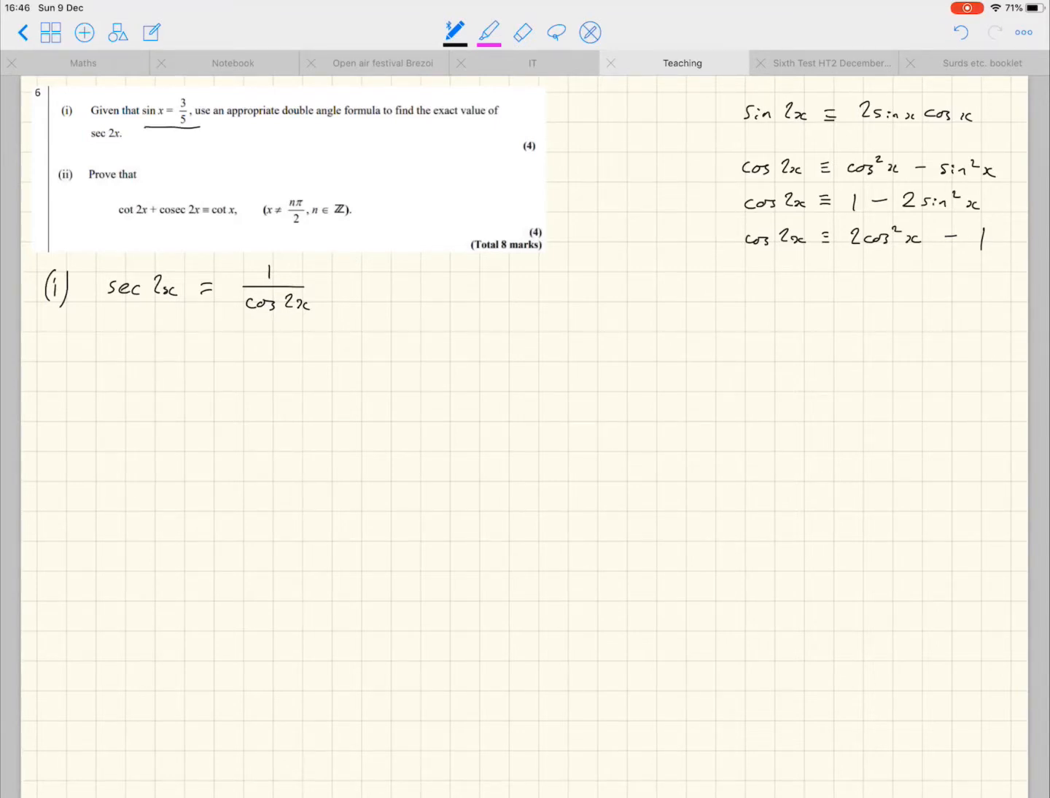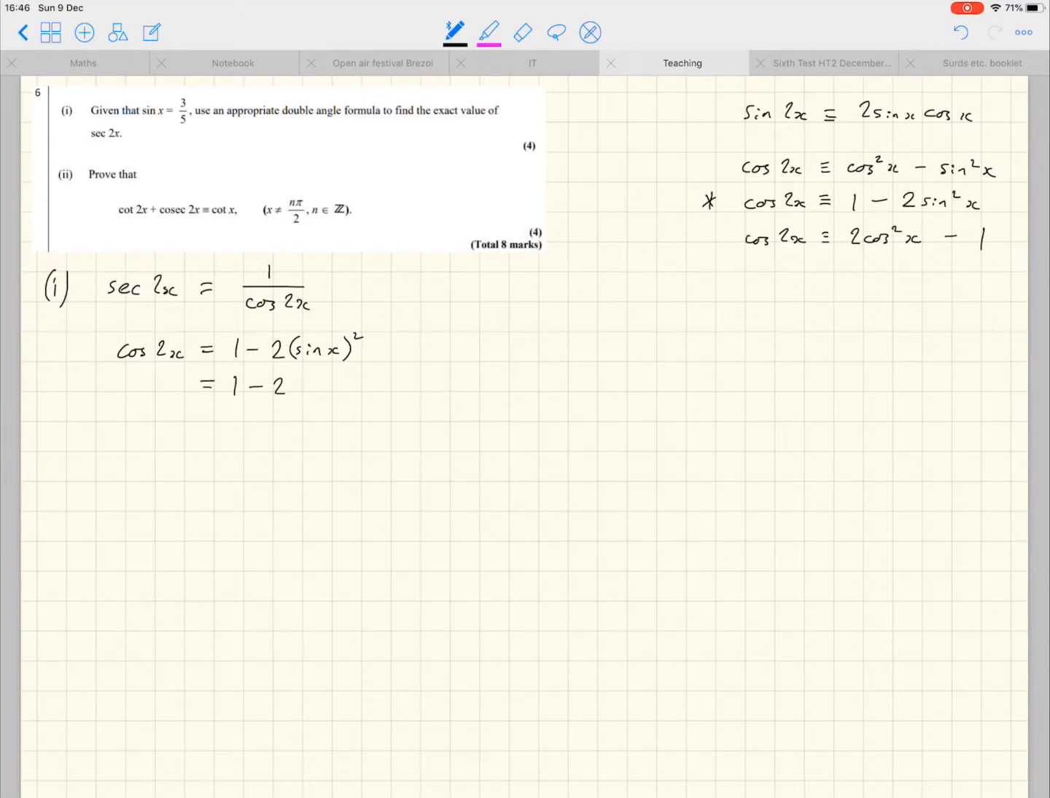We know sine x, we don't know cos x, we know sine x. So it makes sense to use this one here, which has only got sine x on the right-hand side. So cos 2x equals 1 minus 2 times the square of sine x. Now I've written it like that just to show the substitution clearly.